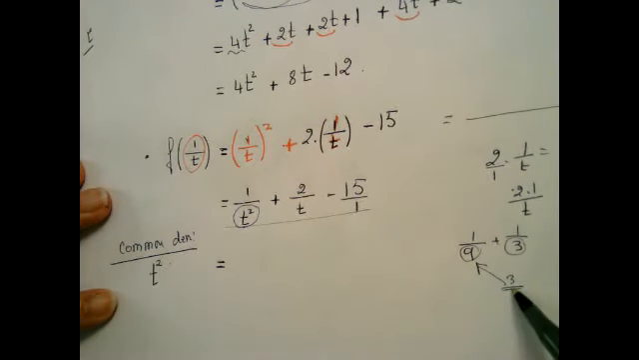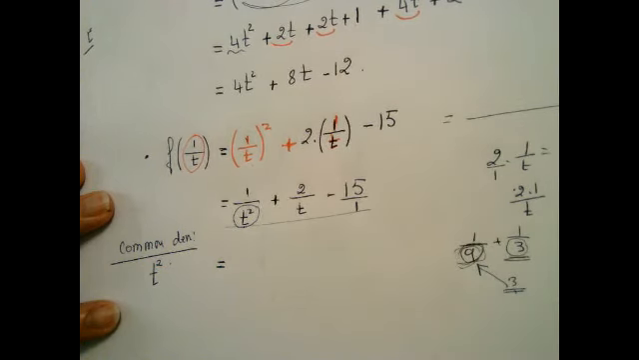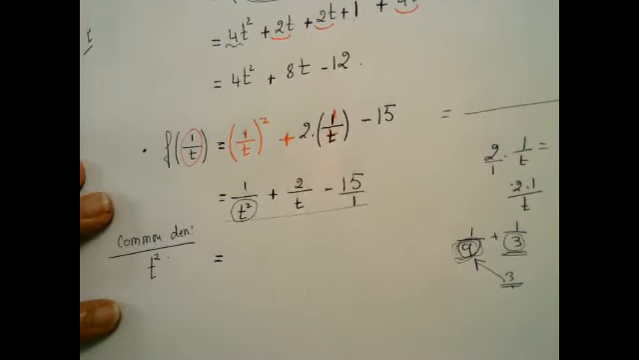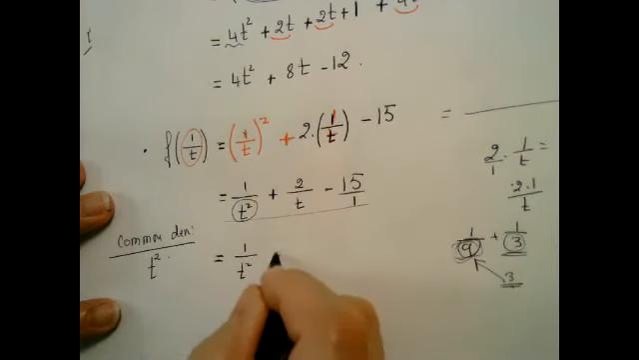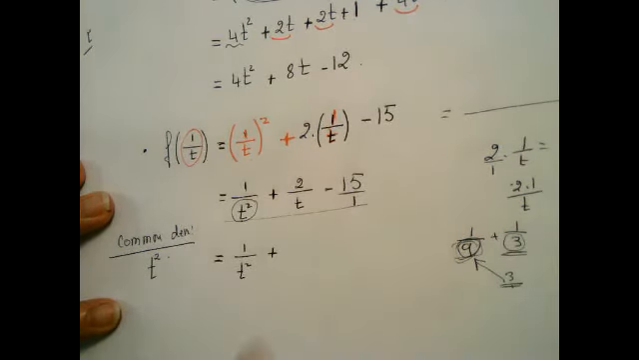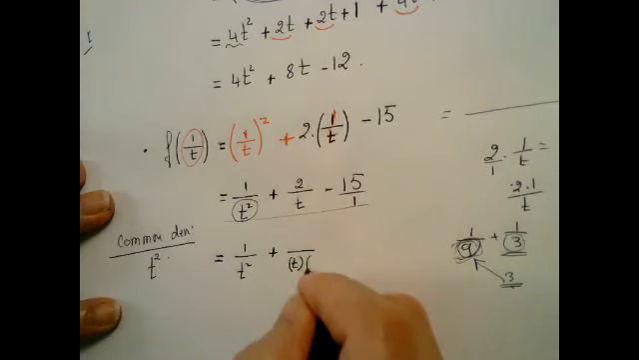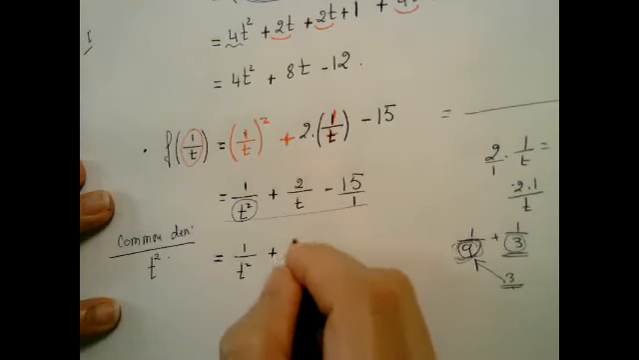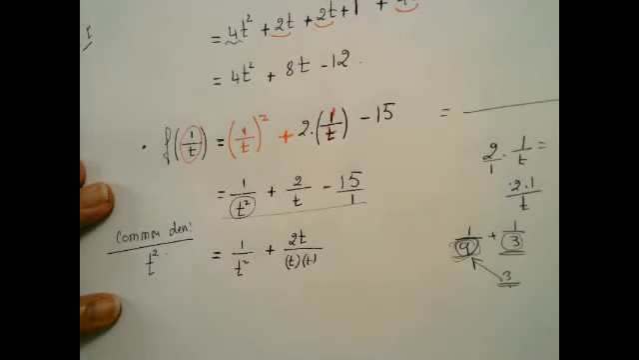It's still exactly like this situation. The common is not 3. The common is actually 9 because it should be a multiple of both of them. Now, once I figure out that this is t squared, it will become 1 over t squared plus. This expression has a t, to get a t squared, so this has to be multiplied by a t. That's how I get my t squared. It means my numerator will have to be multiplied by a t.